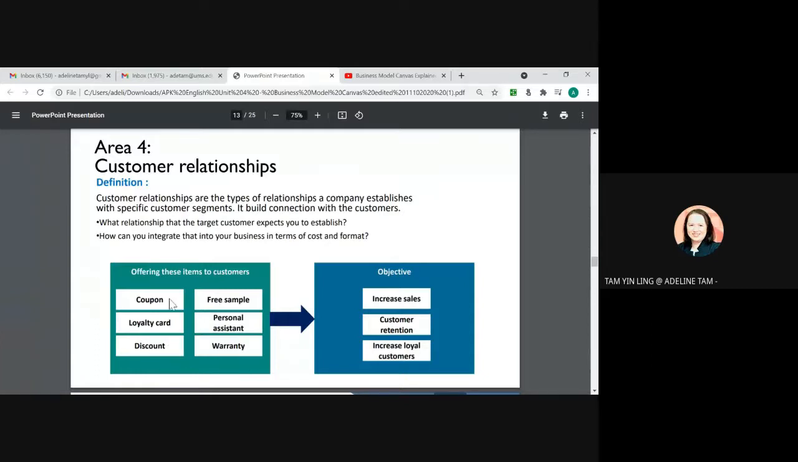customer. For example, coupon, loyalty card, discount, free sample, or even you give them some personal advice on how to use that product, and warranty. So these are some offers that you can give to your customers if needed to build up the relationship. Let customers know your product and like your product. For example, you can also give a tester if you are producing food, a little bit for a customer to try, or you can give a free sample for your customer to try.